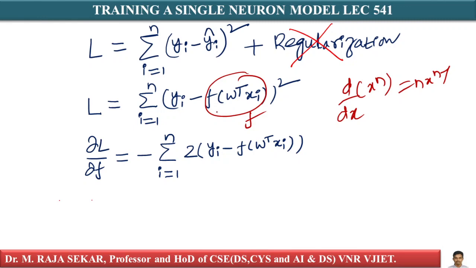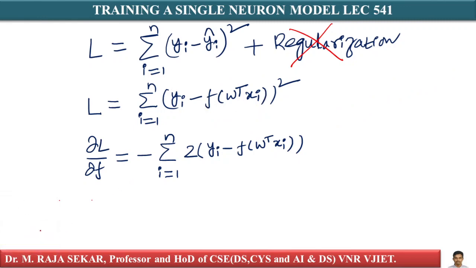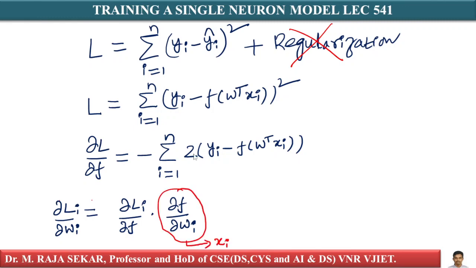Yes, that's what it says. Again, I have to differentiate. Anyway, this one is constant, so I will get this. This is a simple derivative, anybody can understand. What is dou F by dou W1? If I take a single point, I can write dou L by dou Wi equal to dou Li by dou F and dou F by dou Wi. Dou F by dou Wi means what? I have a function of W transpose xi. W with respect to W is 1. I will be left with xi, isn't it? That's basically what I will get: minus 2xi into yi minus y dash, isn't it?